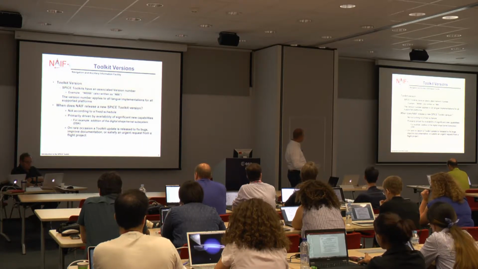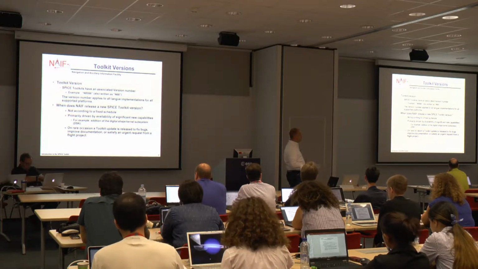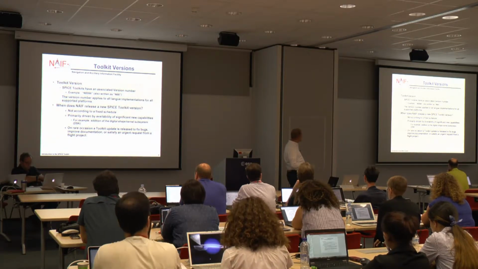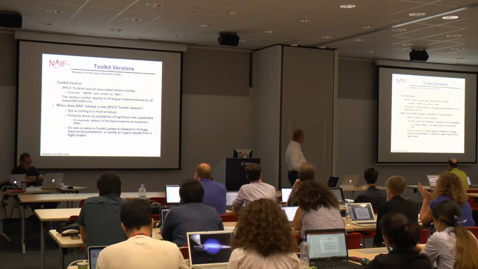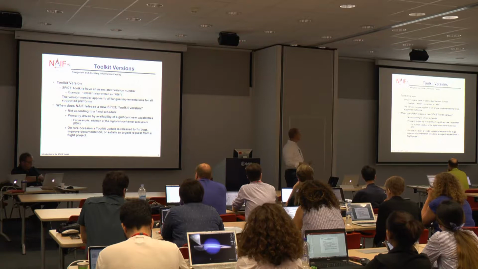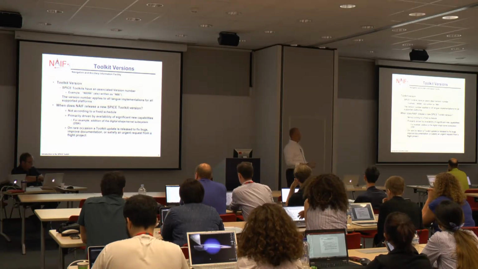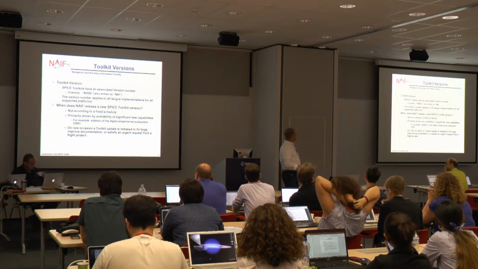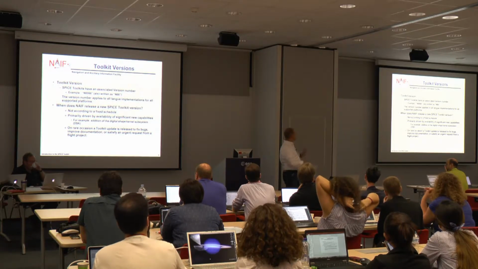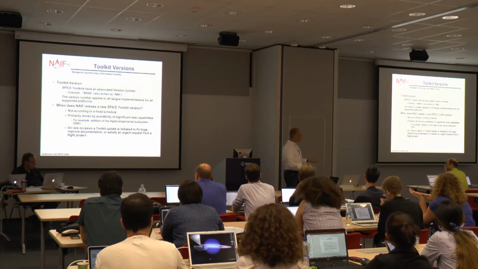So I already mentioned toolkit version. It's just a number, and 66 is the current version. We don't release toolkits on a particular schedule. The new releases are primarily driven by new significant capabilities that we add to the toolkit. The latest significant addition was the digital shape kernel subsystem. Before that, it was the dynamic frame subsystem. Before that, it was runtime translation for binary kernels, and so on.